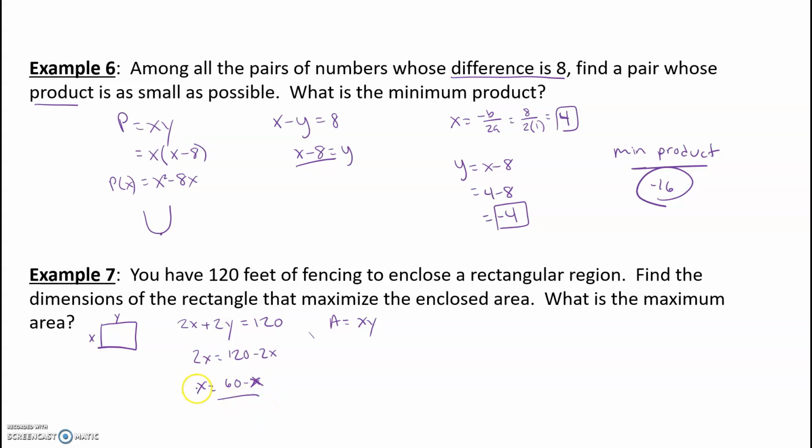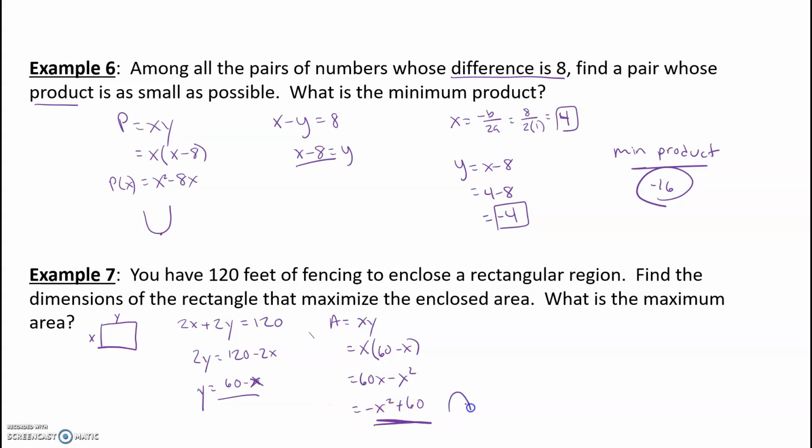And now we can go ahead, everywhere we see these y's. They do not look like y's, do they? I'm going to make them look more like y's. There we go. Every time we see a y, we can plug in 60 minus x. So we have x times 60 minus x. So we have 60x minus x squared. We're going to put that in standard form. And we're going to think about this parabola.